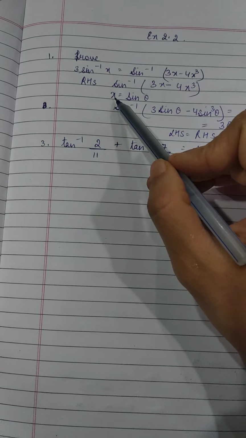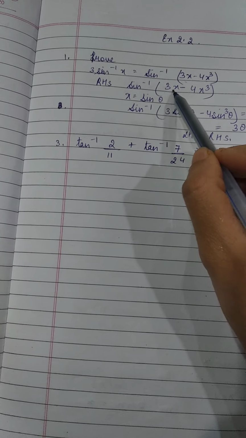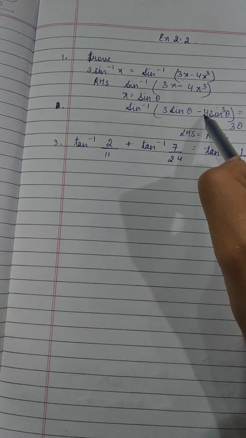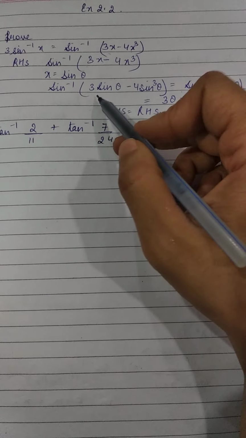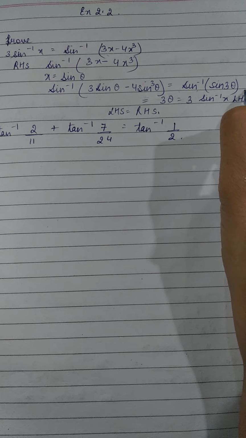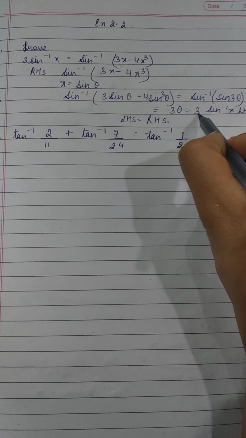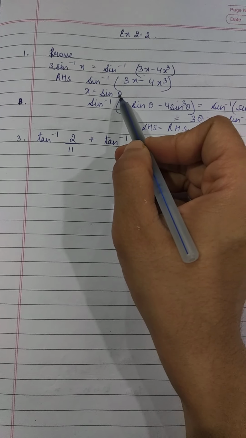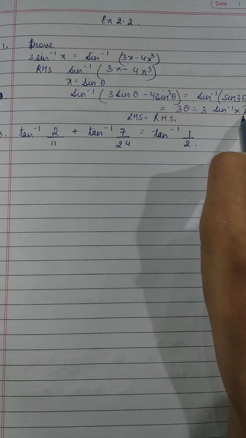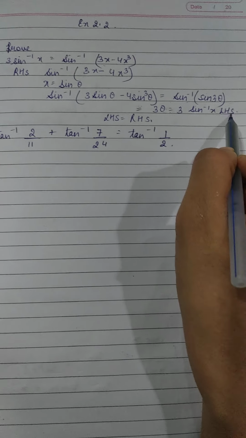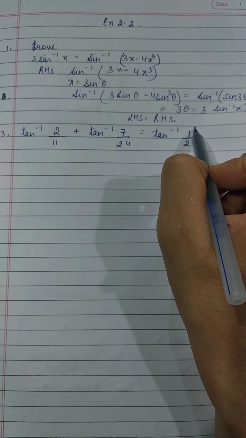So, what if I take x as sine theta in the right hand side? So, this gets replaced by sine inverse of (3 sine theta minus 4 sine cube theta), right? Which is equal to sine inverse, and this is the representation of sine 3 theta. Sine inverse sine of any angle is that angle, which is 3 theta. And instead of theta, I can write sine inverse x, since theta is equal to sine inverse x. So what is this equal to? This is equal to the left hand side, which had to be proved. Therefore, LHS is equal to RHS.